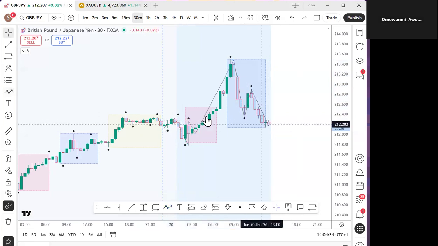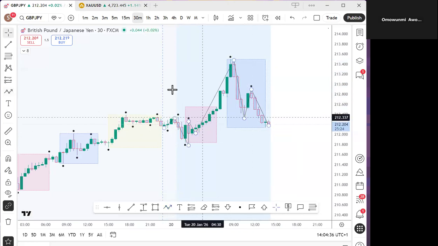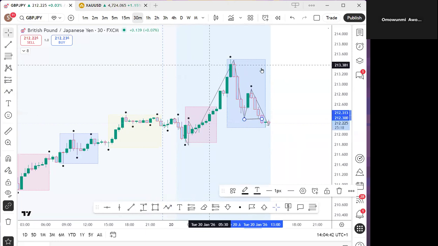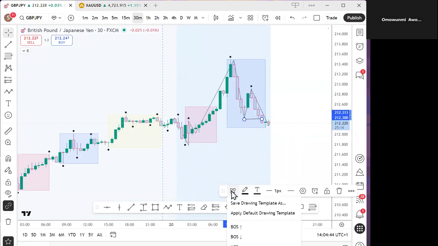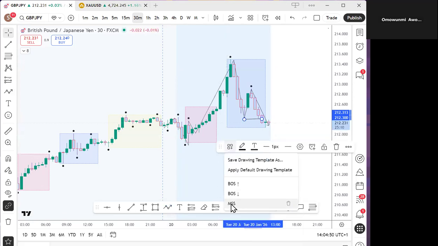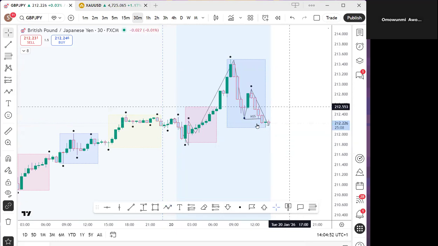So price was trending upwards, but it's giving us a small market structure shift there, a clear one. This is a clear market structure shift. Let me see, MSS. Let's pull this one up. So that's the market structure shift right there.